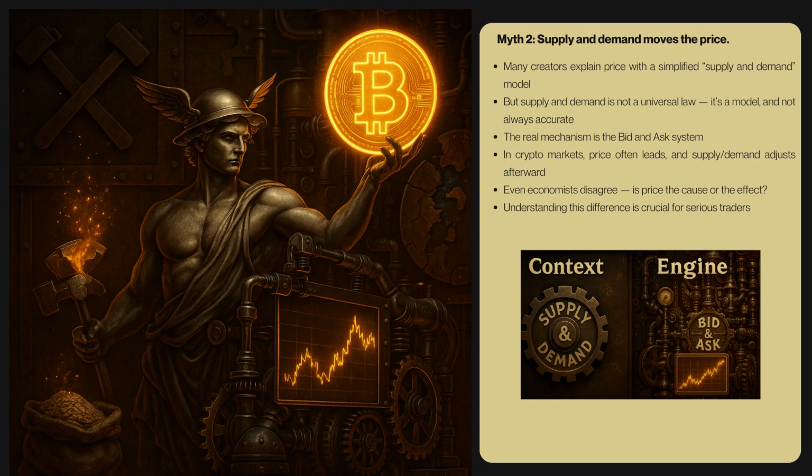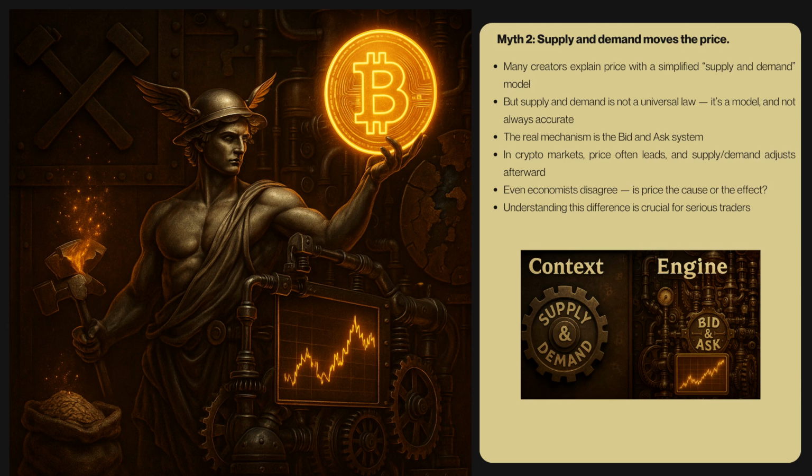Let's move on to another myth, one that sounds sophisticated, but can be just as misleading. The idea that price moves because of supply and demand. You've heard it everywhere, in books, on YouTube, even from analysts on TV. And it makes you feel like you understand something deeper, like you're on the inside, like you've unlocked how markets work. But here's the problem. It's just a model, not a law. And like any model, it only works under certain assumptions.